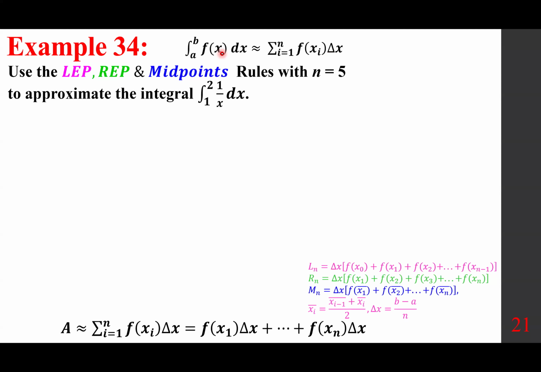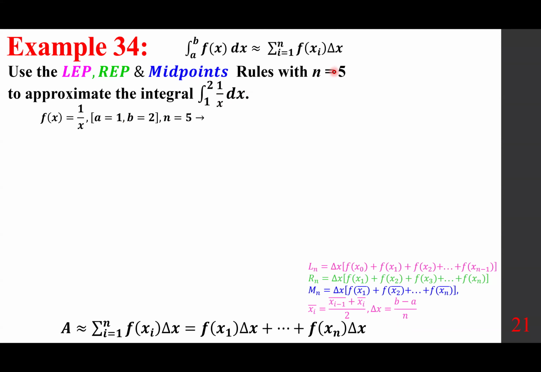So having said that, here's the formula for left endpoints, right endpoints, midpoints. And I'm going to write the general form, which means f of x_1 times delta x all the way to the last one. Now, I can stick with the formula, and it makes it very difficult to handle, or I'm going to do the following. First and foremost, what is my function here? 1 over x. What is my a? 1, b, 2, n is given as 5.